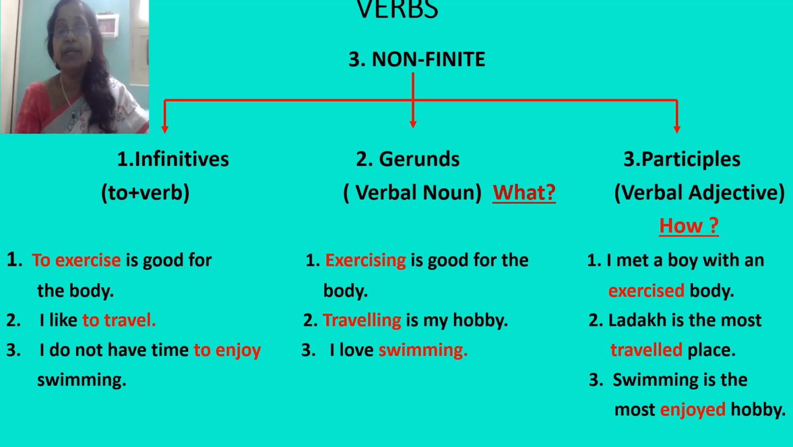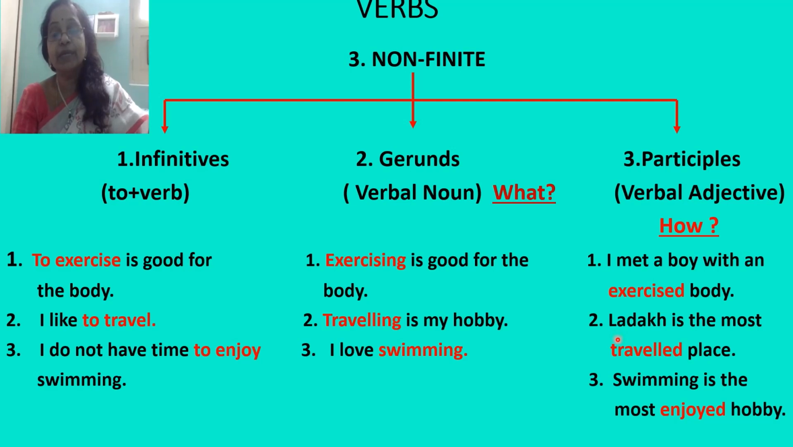And all. So I met a boy with an exercised body. That means here the body is described. How is the body? It is an exercised body, or well chiseled, well maintained body. For the sake of grammatical convenience, I have taken this word exercised here because I have taken the word exercise, to plus exercise. Exercising is good for the body. In the same way I have taken exercised body. Logically it may not sound that relevant, but grammatically this is correct.